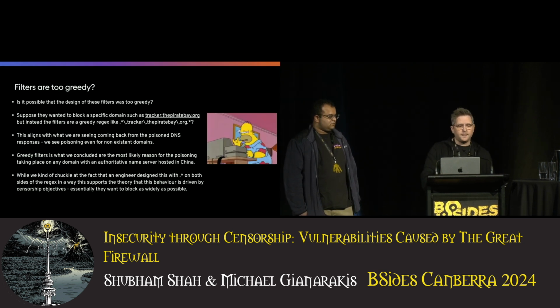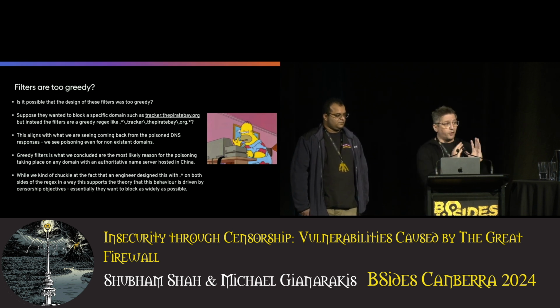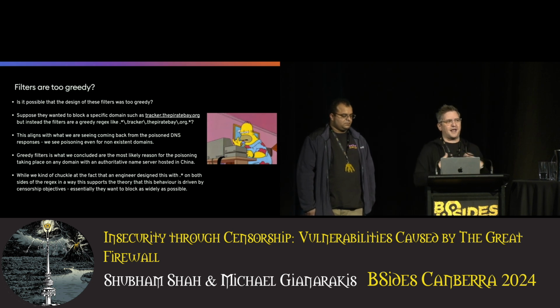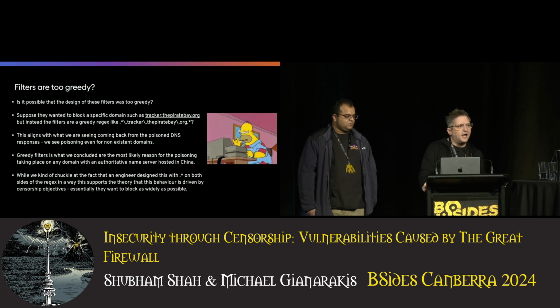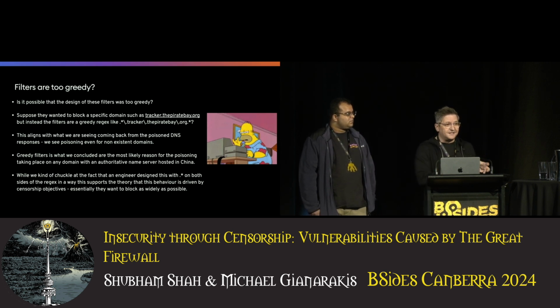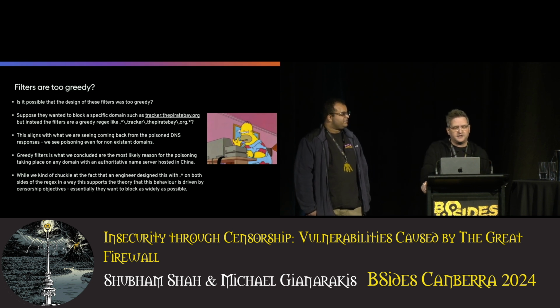And so, is it possible that the filters are too greedy? Suppose we wanted to block a specific domain, such as tracker.thepiratebay.org, right? But instead of just blocking that very specifically, maybe it's got some broader regex, imagining how this might be built. And that aligns with what we're seeing coming back from the poison DNS responses, right? That's why we're seeing poisoning for non-existent domains, right? It's not necessarily specific. So it is likely some sort of greedy filtering that's going on.